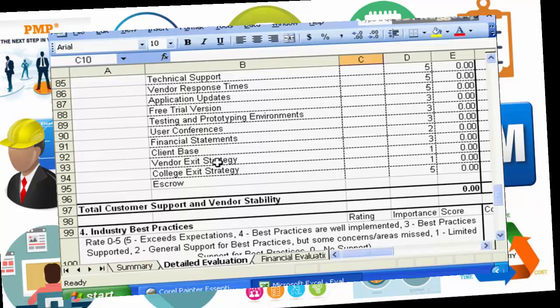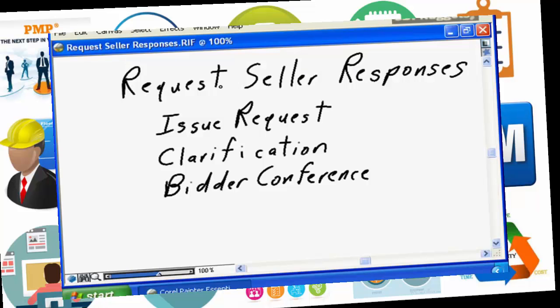It truly allows you to evaluate and select point by point which response is going to best satisfy your project requirements. The next step in the procurement process is to request seller responses. In other words, issue the request, issue the RFP. Let qualified vendors know that you need to purchase something on behalf of your project. Who are qualified vendors? How do you identify qualified vendors? Will vary depending on the nature and type of purchase you need to make.